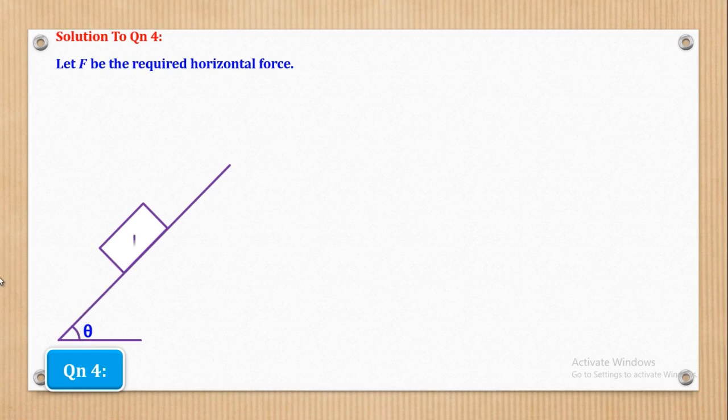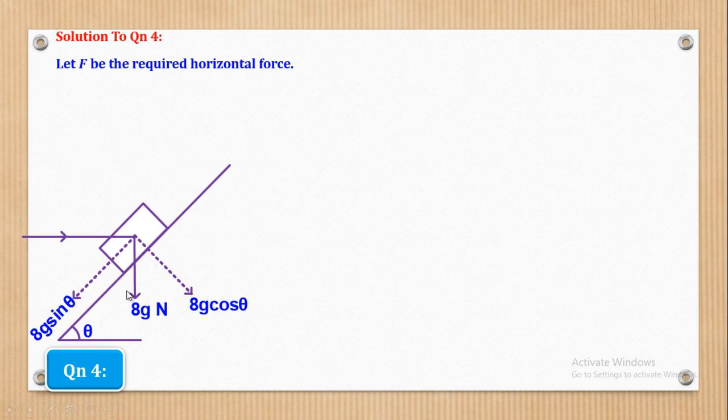We shall begin with its weight. So weight will be equal to 8g newtons, and we shall also resolve it into two components, one which is parallel to the plane and it is 8g sine theta, and the other which is perpendicular to the plane, which is 8g cos theta. Remember, these resolved components must be dotted.